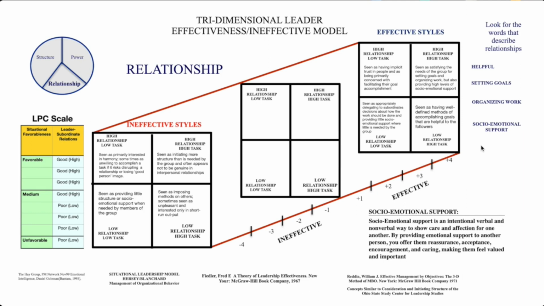Now, I want to talk to you briefly about what this means, because we'll see it in each of these areas. The definition of socio-emotional support is that it is an intentional, verbal, and nonverbal way to show care and affection for one another. By providing emotional support to another person, you offer them reassurance, acceptance, encouragement, and caring, making them feel valued and important. Now, we've discussed some of these types of things in both the four-chair and the disciple shift models. Certainly, all of these particular activities or responses to the people you are trying to make disciples are absolutely important.